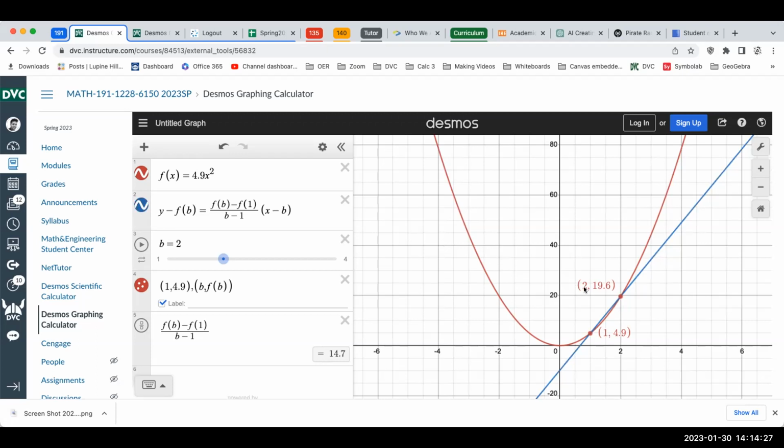So that means that the slope, the average rate of change from 1 second to 2 seconds is really the slope of this secant line connecting it from 1 to 2, which is 14.7.